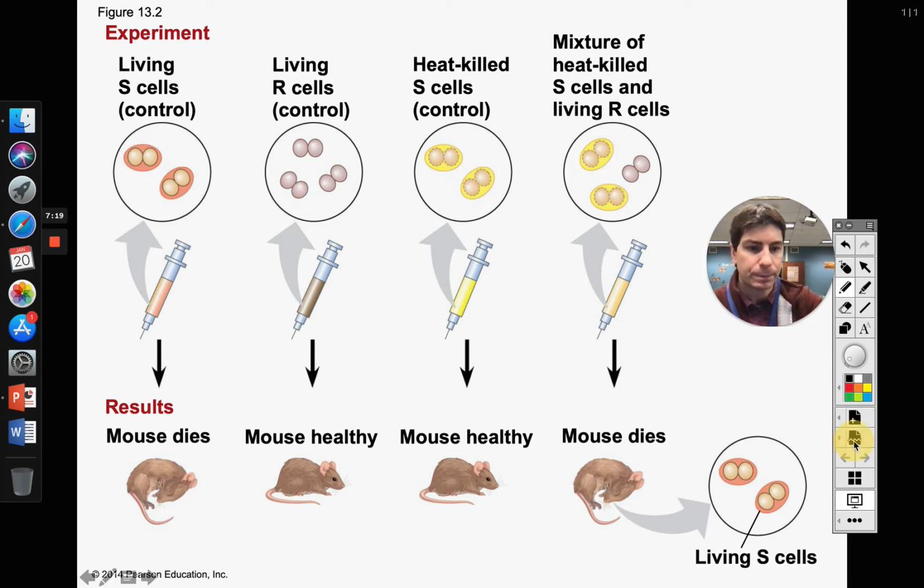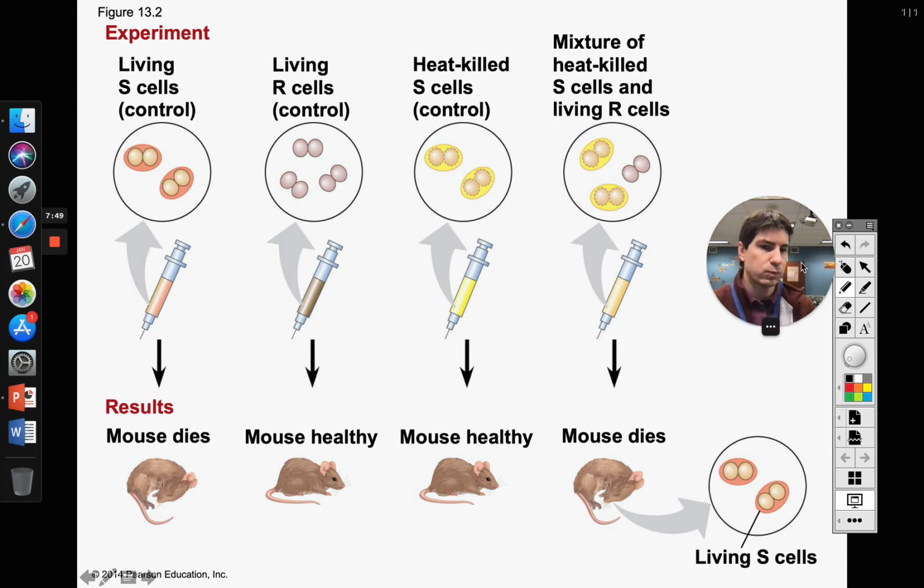No problem there. But the last one is the weird one. So what they did was they took these heat-killed S cells. The heat-killed S cells were harmless. And they also took living R cells, which we know. So living R cells right there, the mouse was fine at the end. Heat-killed S cells, the mouse was fine at the end. Mix them together, and the mouse dies.